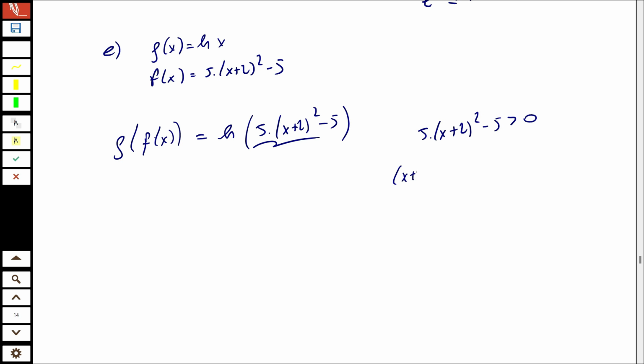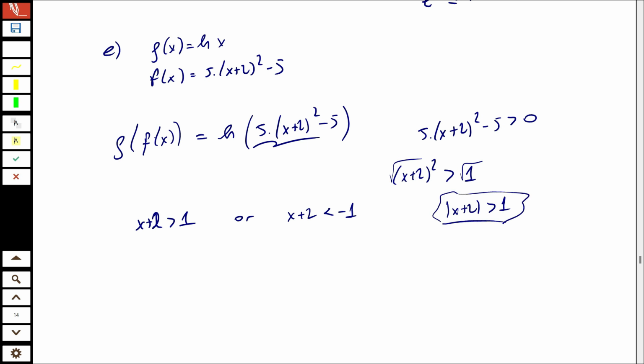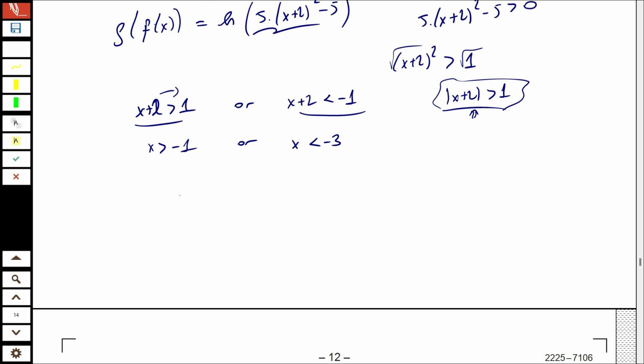In this case, you will write (x + 2) squared is greater than 1, because when you add 5 to both sides and divide by 5, it's going to be 1. From here, you can write x + 2 is greater than 1 or x + 2 is less than minus 1, because when you take the square root of both sides, you will see that the absolute value of x + 2 is going to be greater than 1. And to solve this inequality, the solution is going to be like this. So x is greater than minus 1, or x can be less than minus 3. We found the domain, or you can write it as the range, which is minus infinity to minus 3, union minus 1 and the numbers greater than minus 1.